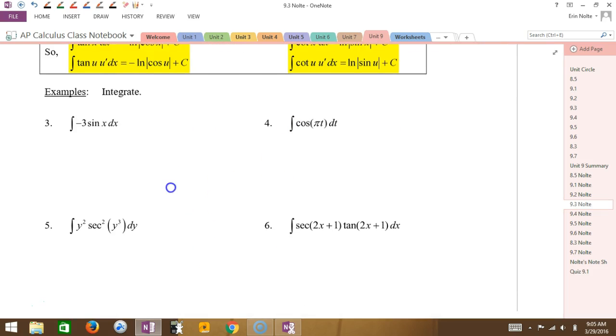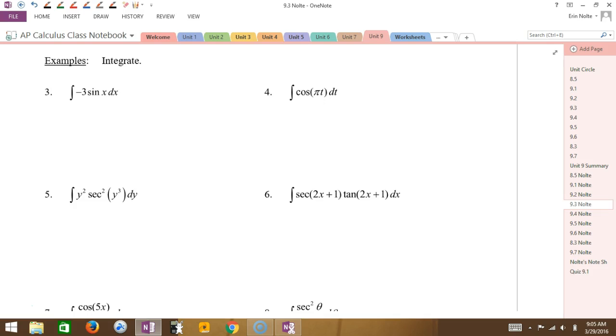Okay, so let's practice a couple more of these. Number 3, what is the integral of sine? Careful. The integral of sine is negative cosine. So we have negative cosine of x. This could be simplified: negative negative makes a positive, so this would be 3 cosines of x.